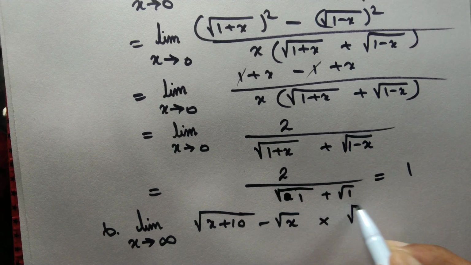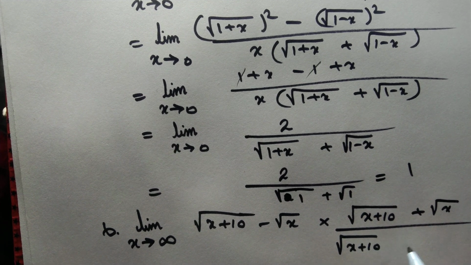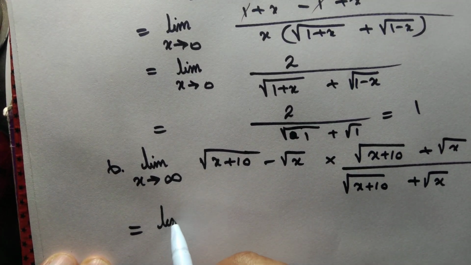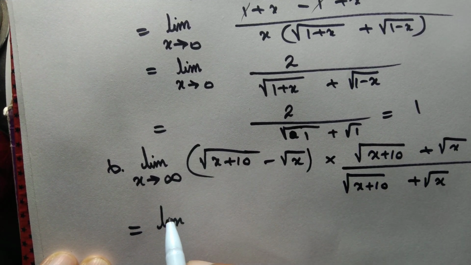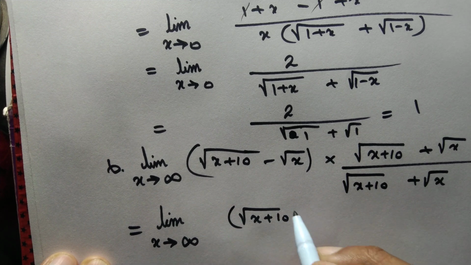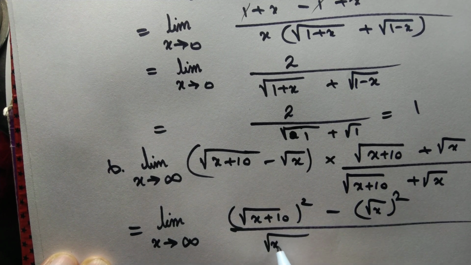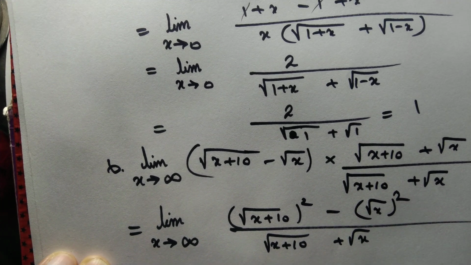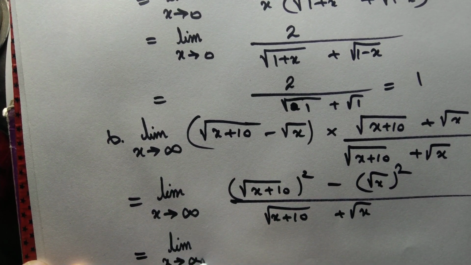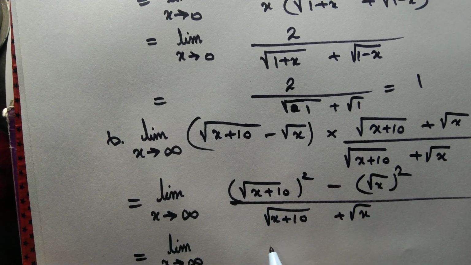Again, in this case also, we will multiply by root over x plus 10 plus root x and then divide by root over x plus 10 plus root x. Now, once again we have a minus b whole thing into a plus b. So you have a square minus b square. Now square and root will get cancelled. We are left with x plus 10 and x here. The difference is just 10.